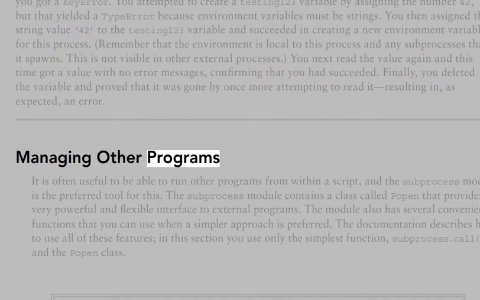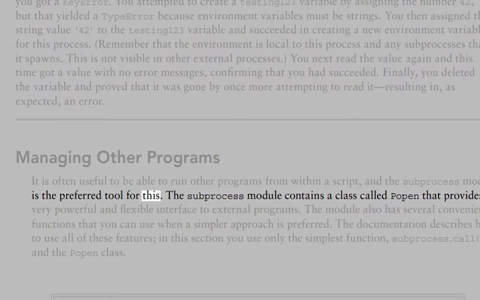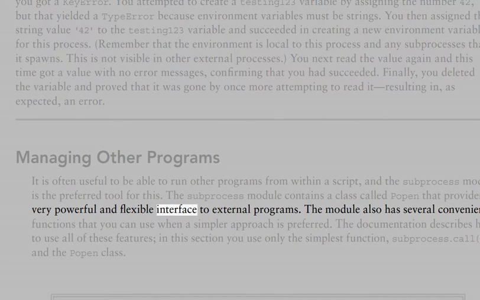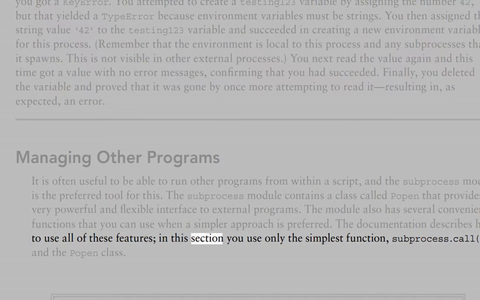Managing other programs. It is often useful to be able to run other programs from within a script, and the subprocess module is the preferred tool for this. The subprocess module contains a class called Popen that provides a very powerful and flexible interface to external programs. The module also has several convenience functions that you can use when a simpler approach is preferred. The documentation describes how to use all of these features. In this section you use only the simplest function, subprocess.call, and the Popen class.